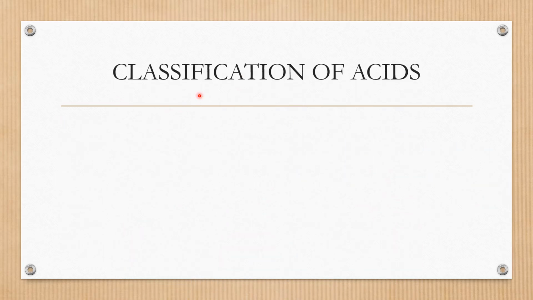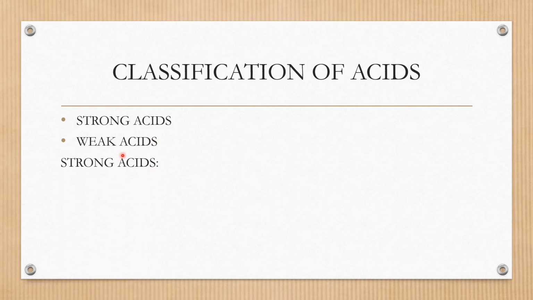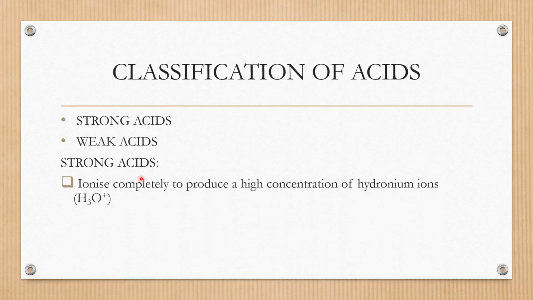The next one is the classification of acids. Acids are of two types, strong acids and weak acids. Let's see them in detail. The first one is strong acids. A strong acid ionizes completely. This is the main important thing. It ionizes completely to produce a high concentration of H plus or hydronium ion. As we know, H plus doesn't exist freely, so the hydronium ion is very stable.